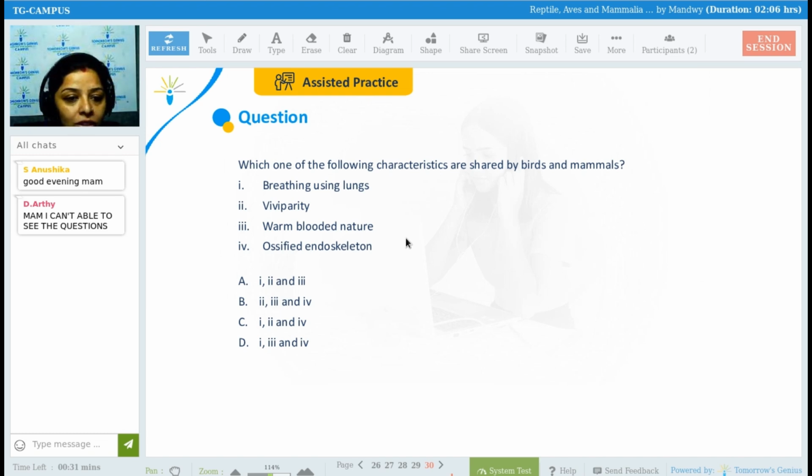Which one of the following characteristics are shared by birds and mammals? Breathing using lungs, viviparity, warm-blooded nature, ossified endoskeleton. These are the options. A option. Yes, Aarti. Ma'am, I think D, ma'am. Okay, so let's see the option A. Breathing using lungs, viviparity and warm-blooded nature.